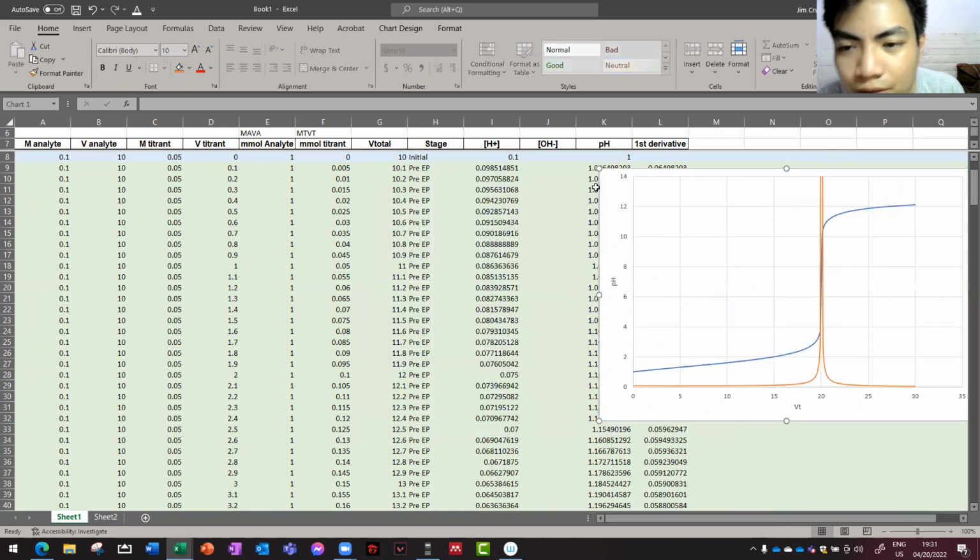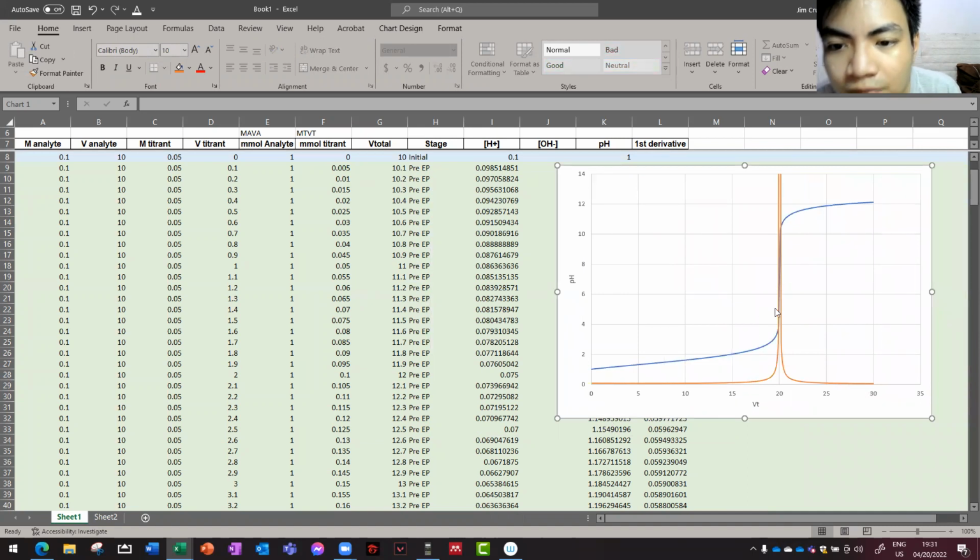Okay, so the good thing here is that you can see that the first derivative and the inflection point overlap. Okay, so yan. So maganda kasi when they overlap. That means tama yung calculations natin. Okay, so that's it.